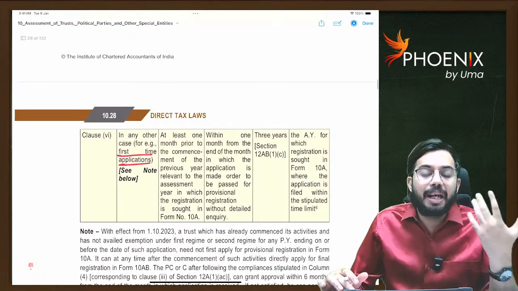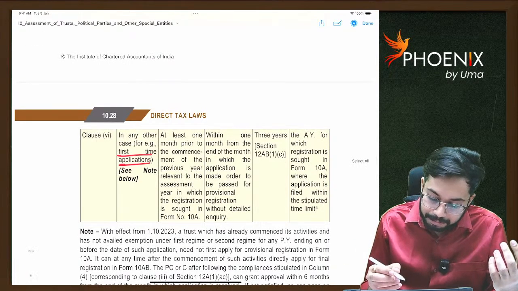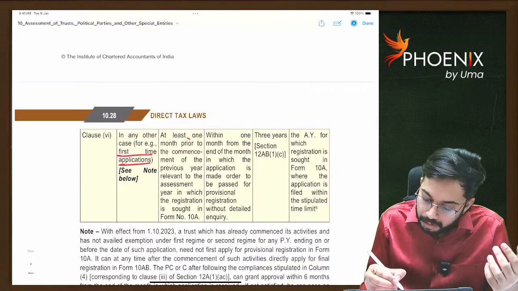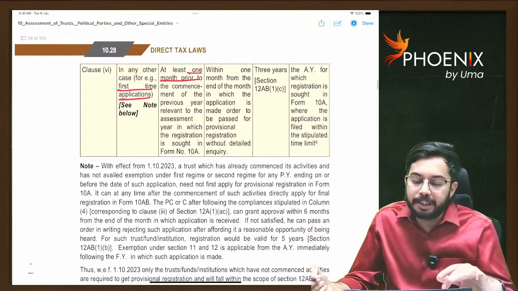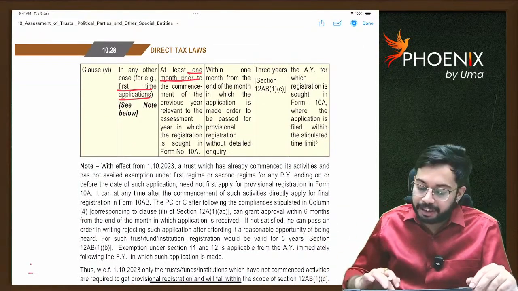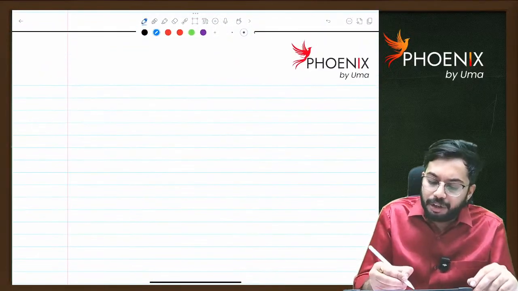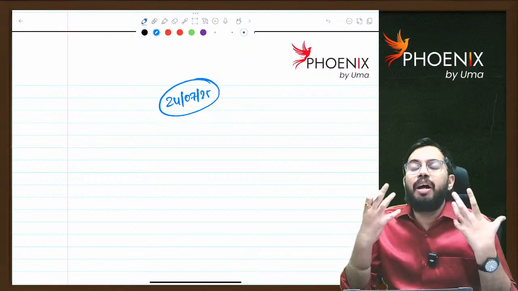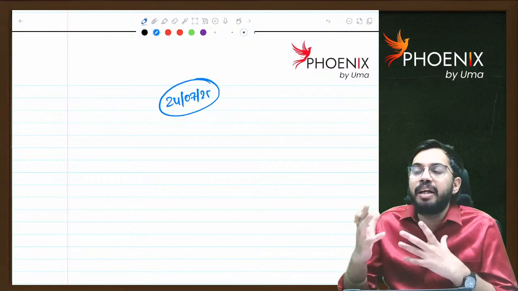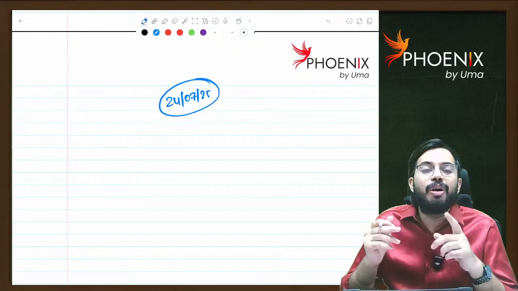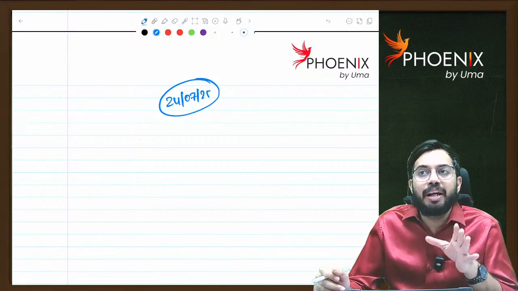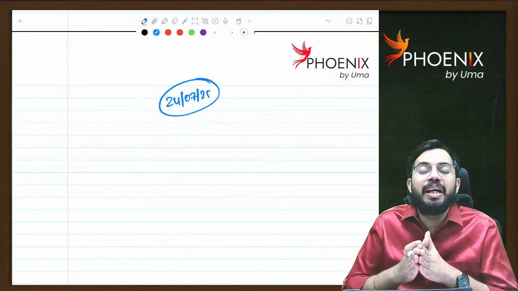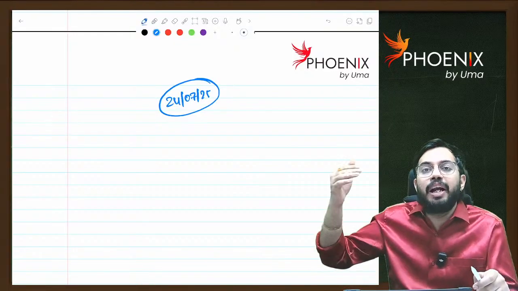So when should I make the application? At least 1 month prior to commencement of the previous year relevant to the assessment year. What is today's date? 24th July 2025. So today I got an idea. I wanted to start a trust for unmarried people. You know, right? If I start a new trust today, then the previous year will commence from 24th July to 31st March.